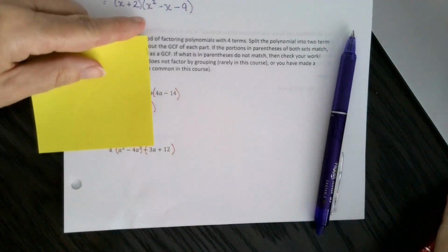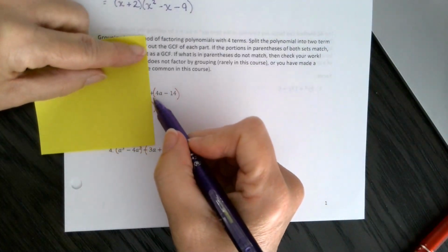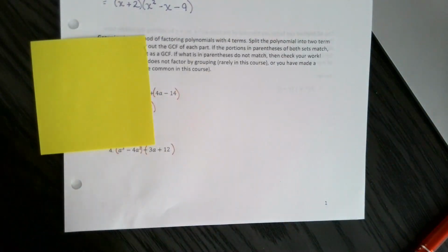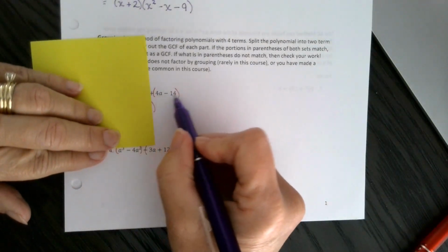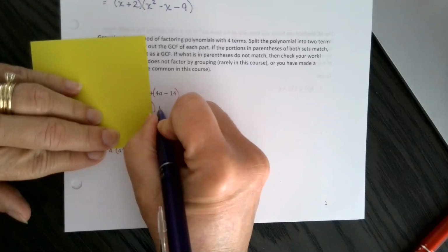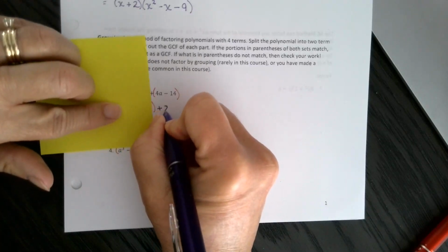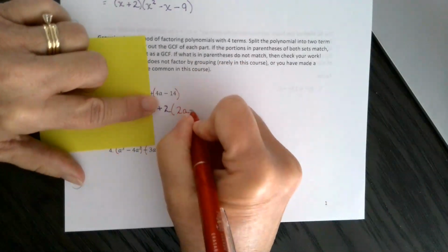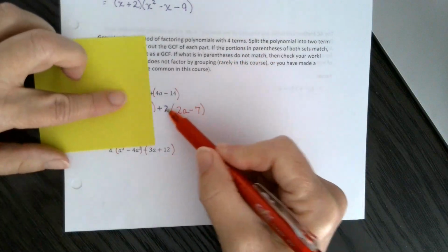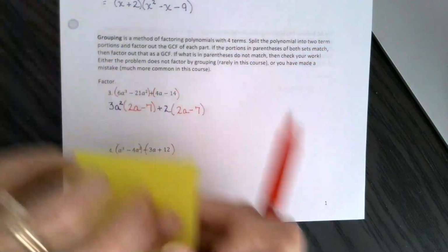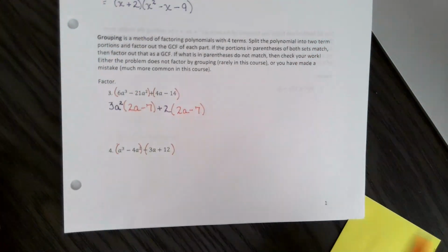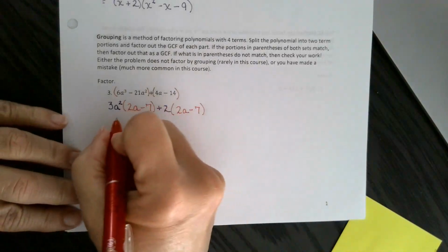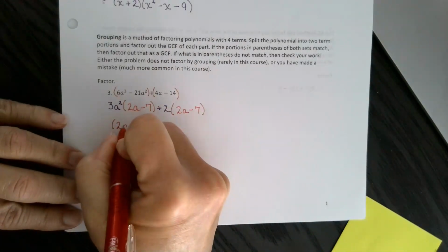Now I look at this right here. Because this is a plus, I don't really worry too much about it. When it's negative, you always factor out a negative. But right here, they both have a 2 in common, so I'm going to factor out plus 2. And when I do that, I'm left with 2a minus 7. Again, if I distributed this out, I get that. Okay. Now, looking at these 2 terms, they both have a 2a minus 7 in common. So that is our greatest common factor.